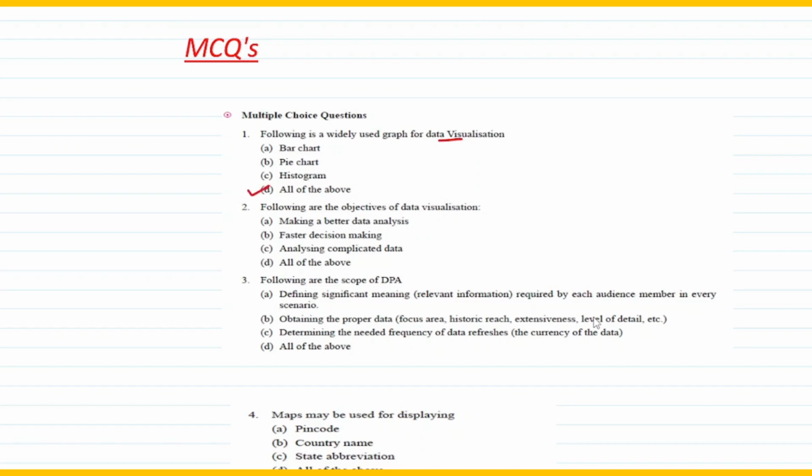Okay, following are the objectives of data visualization. Making a better data analysis. Yes, it does that. Faster decision making. Yes, it also does this. Analyzing complicated data. Yes, this is also true. Hence my correct answer is all of the above, right?